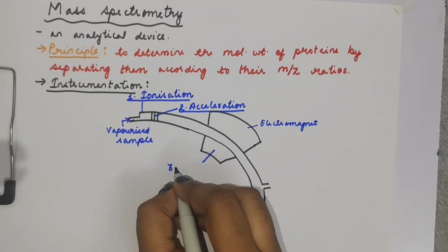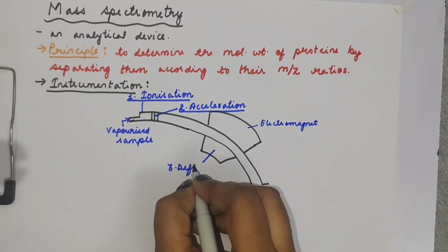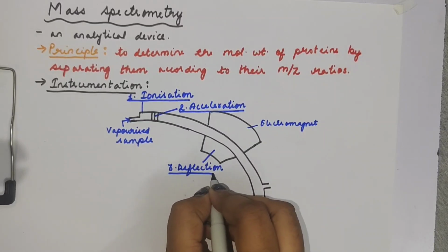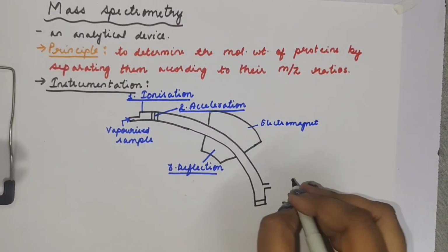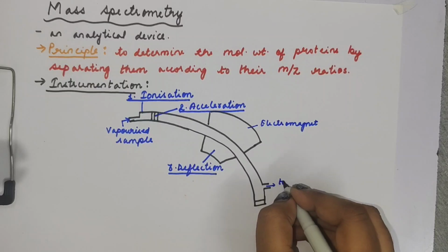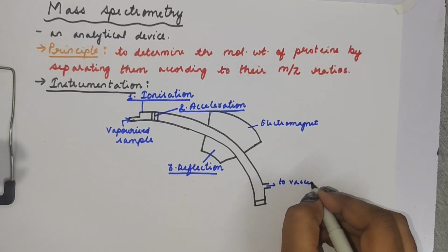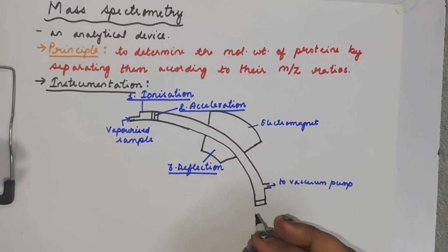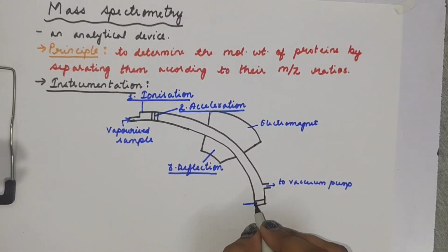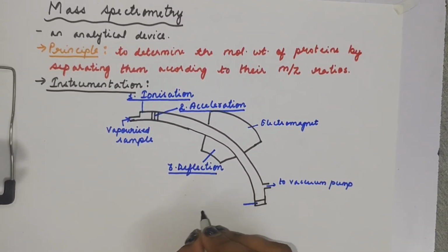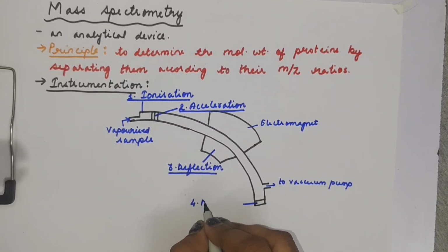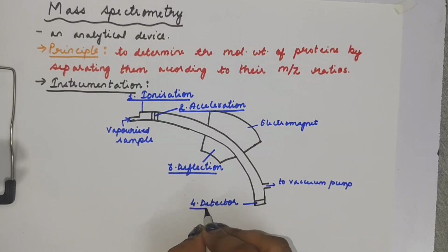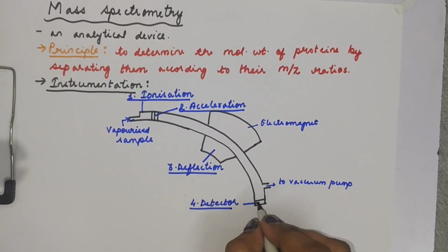Now, after the ions are generated, these ions are accelerated, and when these ions are accelerated, then along with the electromagnet present in the instrument as well as the electric field, these ions are deflected. So, the third process is deflection of the ions. And after the deflection, the signals are detected on the detector. So, the fourth step is the detection.